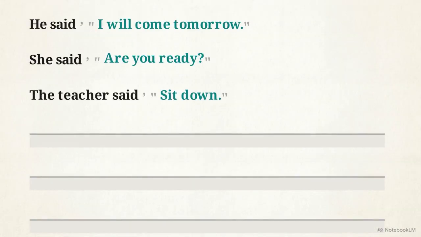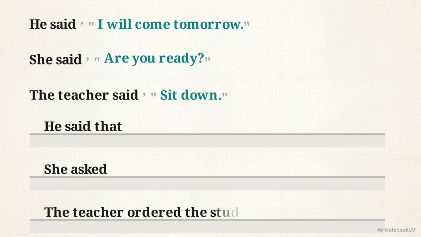Looking at this diagram, we build new foundations. For the statement, we set up he said that. For the question, we use she asked if. For the command, we build the teacher ordered the students to. Avoid a frequent mistake here, using statement connectors for questions. If you are reporting a question, use if or whether rather than that.